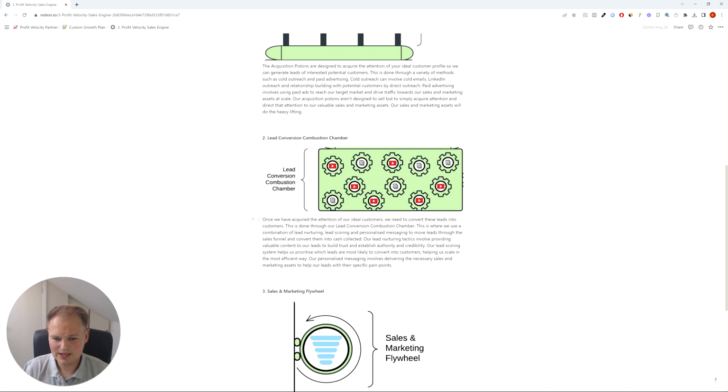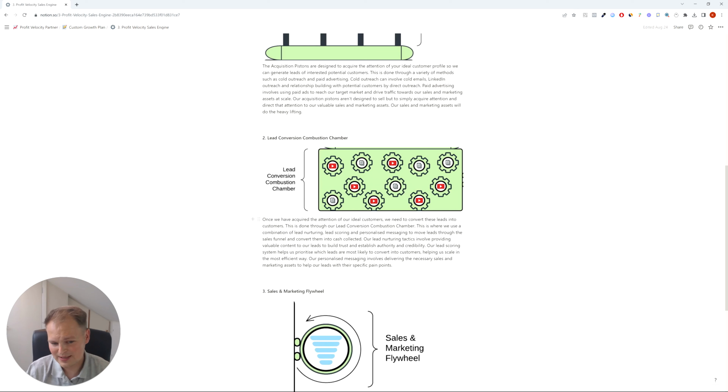This is where we use a combination of lead nurturing, lead scoring, and personalized messaging to move leads through the sales funnel and convert them into cash collected. Our lead nurturing tactics involve providing valuable content to our leads to build trust and establish authority and credibility. Our lead scoring system helps us prioritize which leads are most likely to convert into customers, helping us scale in the most efficient way.